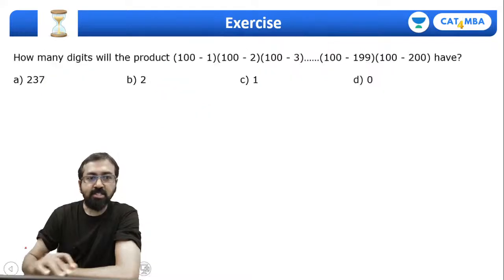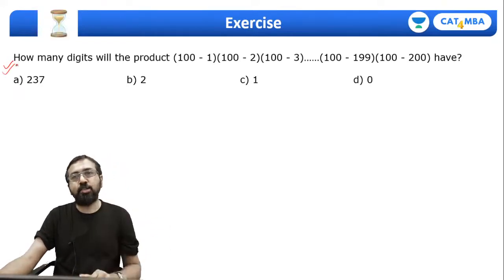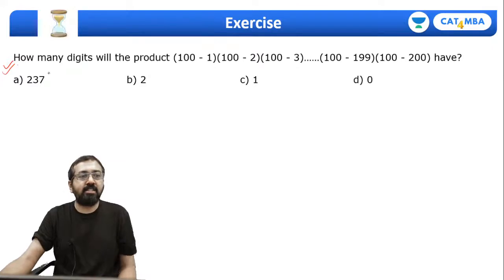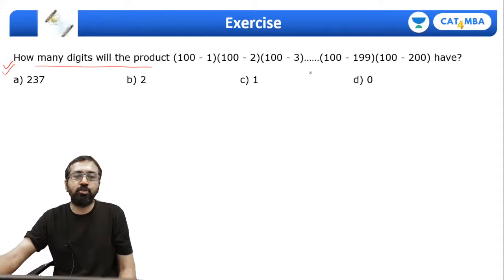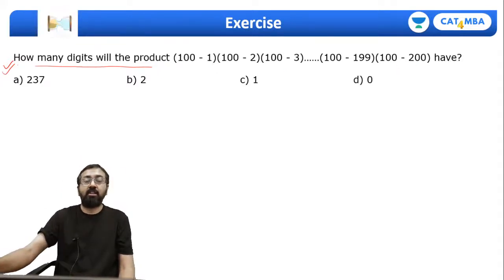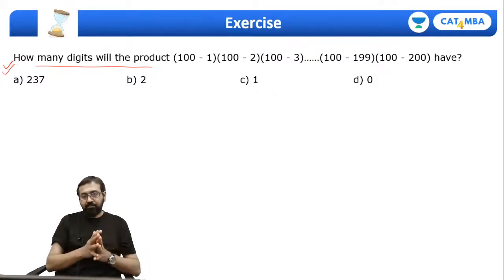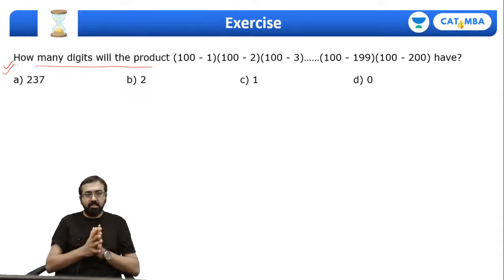Fine guys, so this was a simple question. Now let's look at one more question. This is a CAT question. Somewhere in 2006 or 7 they had asked this question, guys. Please type your answer in the chat box. Let me see how many of you get the correct answer. How many digits will be there in the product of the numbers 100 minus 1, 100 minus 2, up to 100 minus 200? If I simplify this and multiply all these numbers, whatever result comes, how many digits will be there in the result? This is what you need to find out. Please type your answer in the chat box.